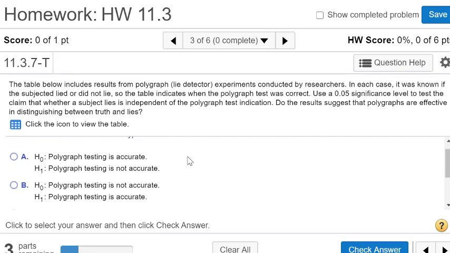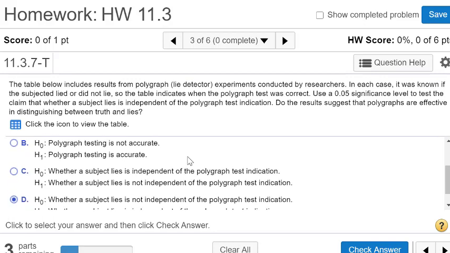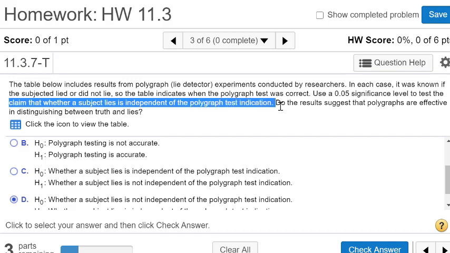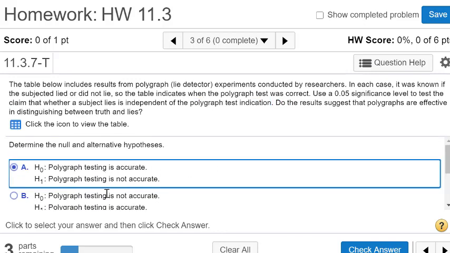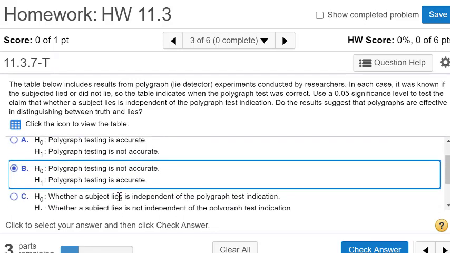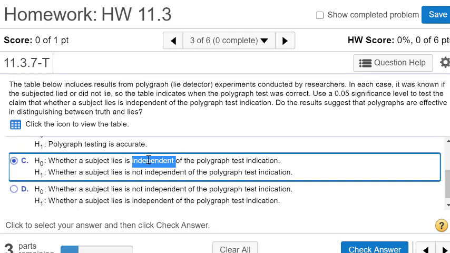Before we look at the table, we can determine the null and alternative hypotheses by realizing that this is a test for independence, and independence will always occur in the null hypothesis. So saying the test is accurate or not accurate is irrelevant to this particular hypothesis test, and the claim of independence will always fall in the null hypothesis portion. So the answer should be C.